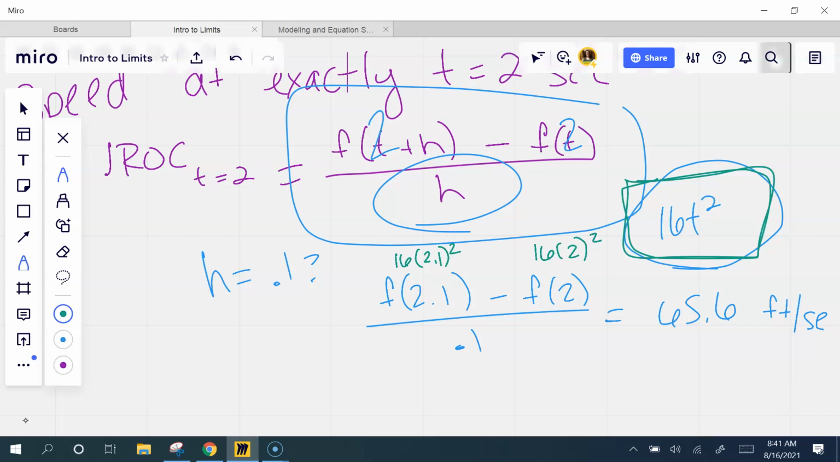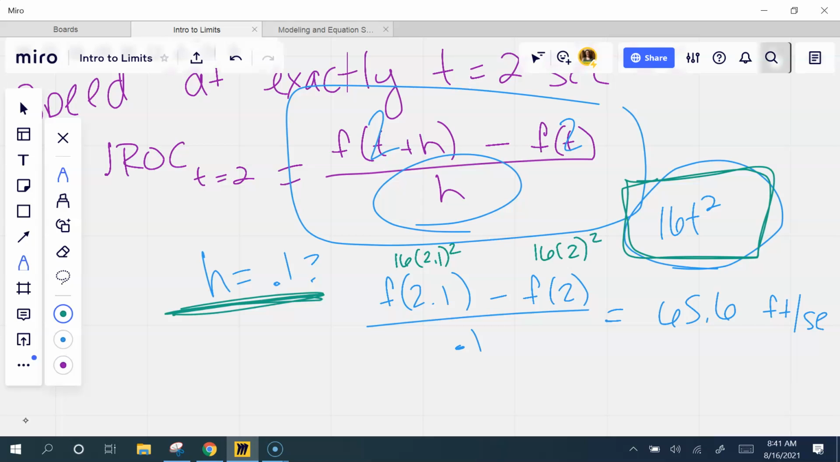Right, f of x is y, so it's just y equals, and what we're plugging in for x is what's in parentheses. So when I say what is it when h is 0.1, I'm saying if you only make the space between the first x and the next x 0.1, what happens to your slope? Which is your speed, because it's your rate of change.